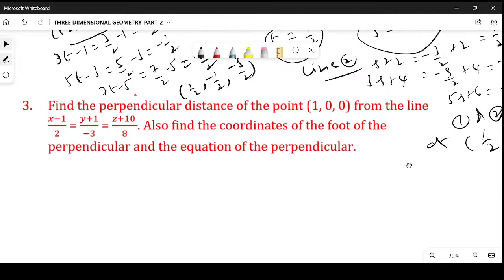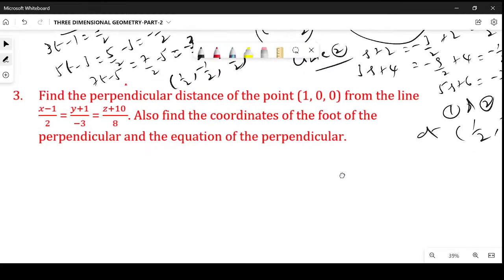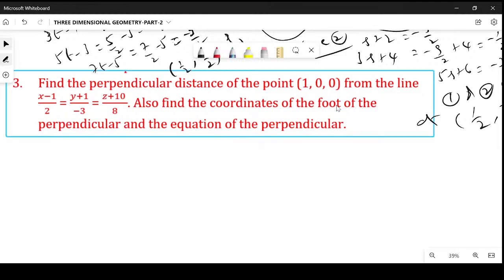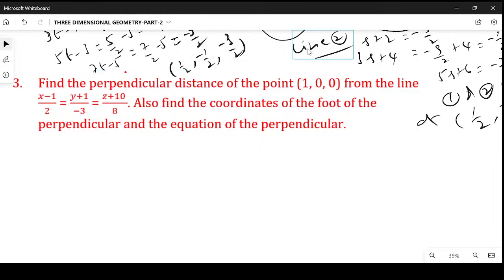Hope you understood this. Now we can solve problem number 3. Is it clear? You understood, I hope, right? Can you do problem number 3? If anyone has a doubt, you can ask me.